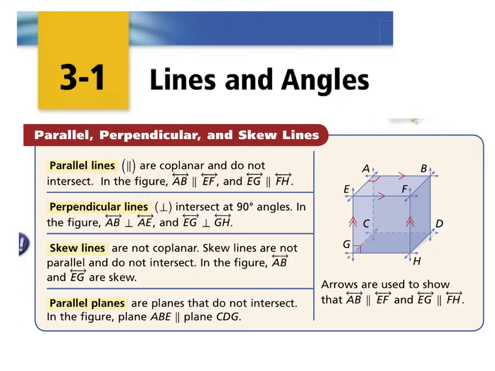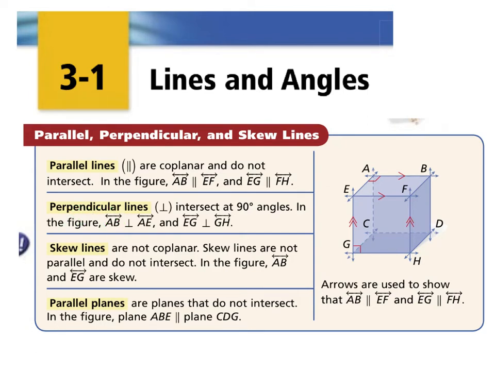So in the figure, line AB and line EF would be parallel. Now notice we have 2 little red arrows. That indicates that they are parallel. Also, we can see that EG and FH, these lines are also parallel. So we have 2 arrows. And the reason why they are not the same is because up here they're parallel. If you used 1 arrow on each of these, you're saying that all 4 are parallel, which is not true.